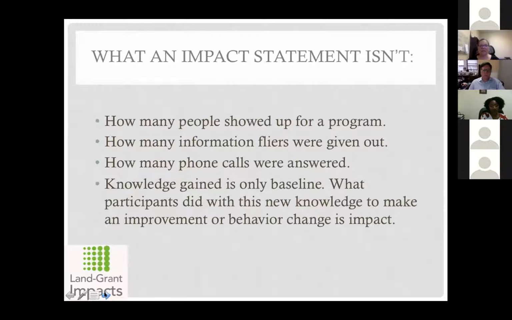So we get a lot of pre-test and post-test that shows how much people learned during your program. What we need to know is, what do they do with that new knowledge to create an improvement or a behavior change? That's the impact.